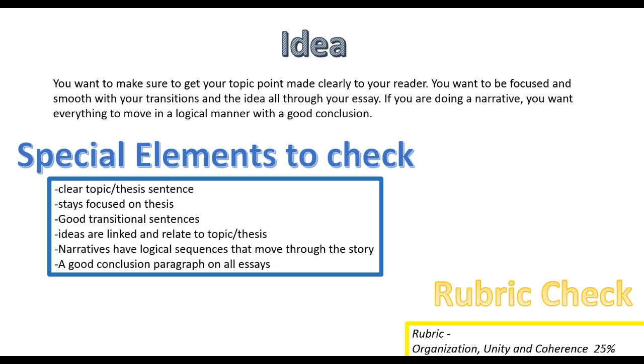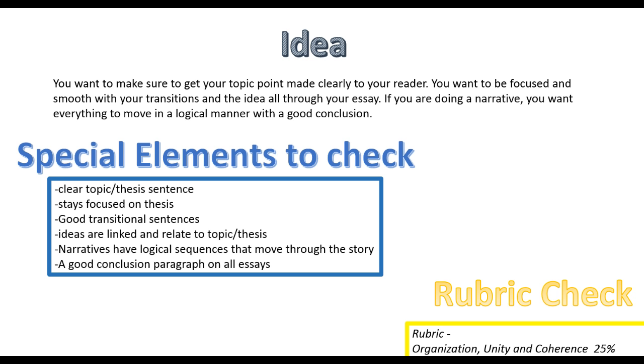We're going to make sure we have a clear topic and thesis sentence. We're going to stay focused on that thesis throughout our entire essay. We're going to check for good transitional sentences. And we're going to check for ideas that are linked, and we're going to relate it to our topic and thesis. Make sure when we have narratives that our logical sequences move through the story from beginning to end. Think chronologically. And then we're going to make sure that we have a good conclusion paragraph on all of our essays, regardless of what type they are.